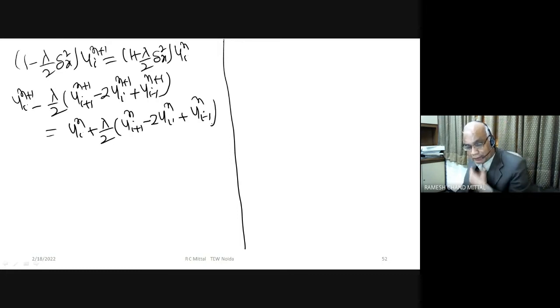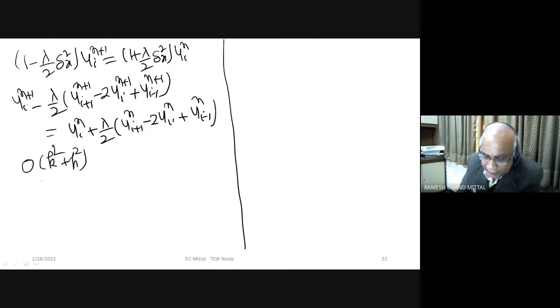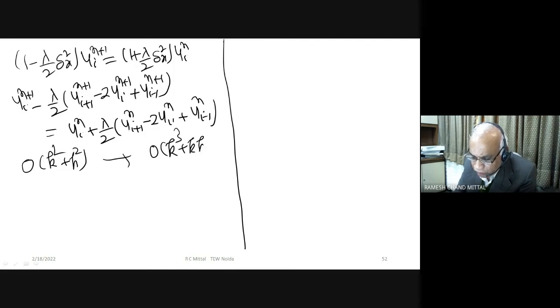Friends, why did the Runge-Kutta method become popular to solve ODE? Because it was easy to apply, but it gives you very high accuracy of the fourth order. It is an explicit single step method. On the other hand, Crank-Nicolson is also very popular because of its accuracy. It is K squared plus H squared. Or to be precise, if I take the truncation error, this is of order K H squared. Anybody has a doubt, I will derive it. So it is of order K cubed plus K H squared.